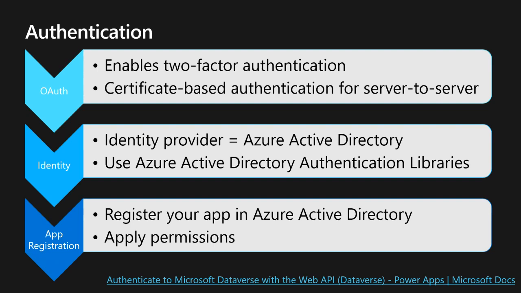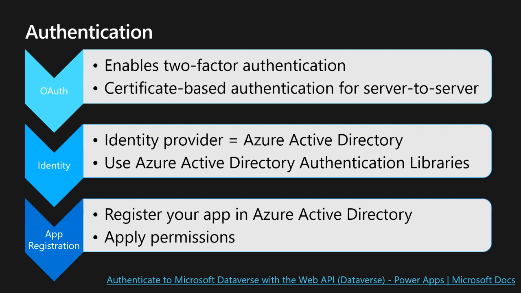OAuth requires an identity provider for authentication. For the Dataverse, the identity provider is Azure Active Directory. To authenticate with Azure Active Directory using a Microsoft or school account, you'll need to use the Azure Active Directory authentication libraries. Now, from an identity standpoint, OAuth requires an identity provider for authentication. For the Dataverse, again, the identity provider is Azure Active Directory or the Azure Active Directory authentication libraries for Microsoft work or school accounts.